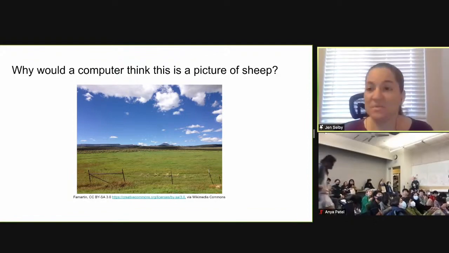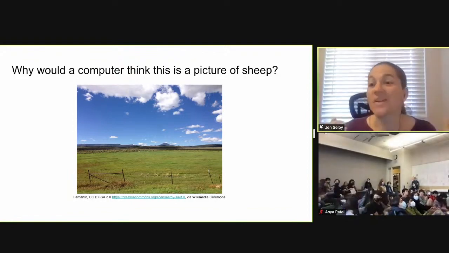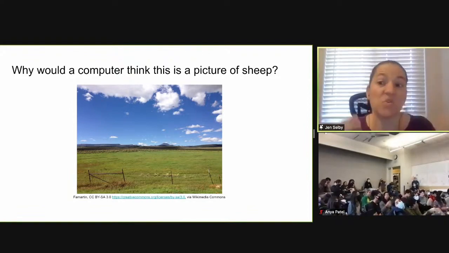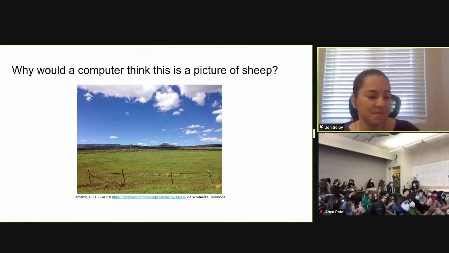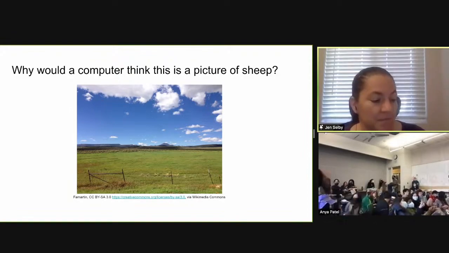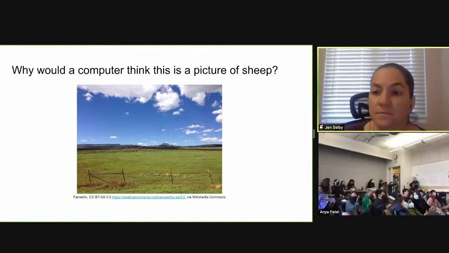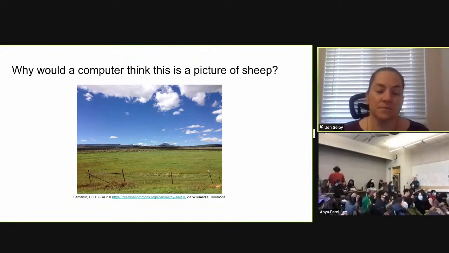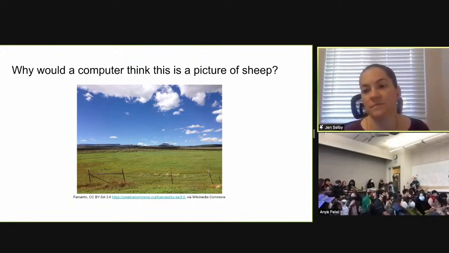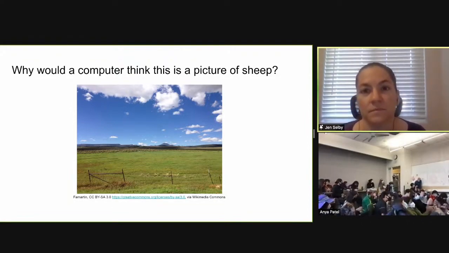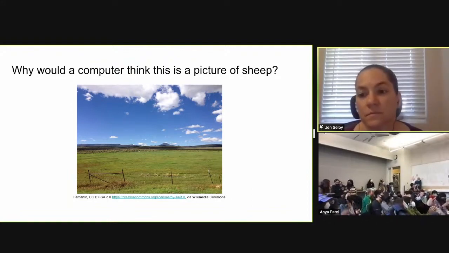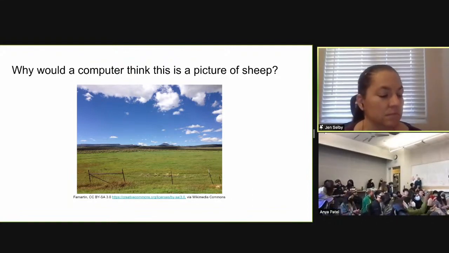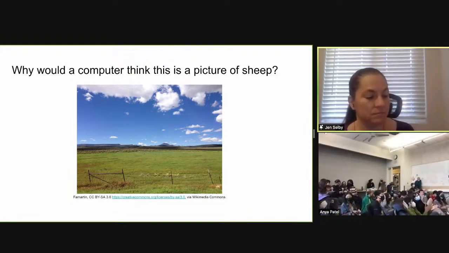So again, take about 30 seconds, turn to the people next to you. Why do you think a computer might look at something like this? Like, what do you think it might have seen as its training examples to say, oh, yeah, this is sheep? But then also cows.